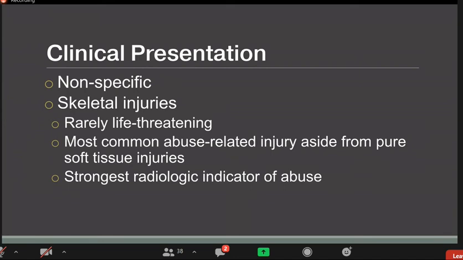Clinical presentation of these patients is often non-specific, and skeletal injuries will usually be seen, but these are rarely life-threatening. Most common abuse-related injuries, aside from pure soft tissue injuries, would be skeletal injuries. So this is important to identify because although the patient will not die from these injuries, identifying it early on can help us save these patients from abuse.